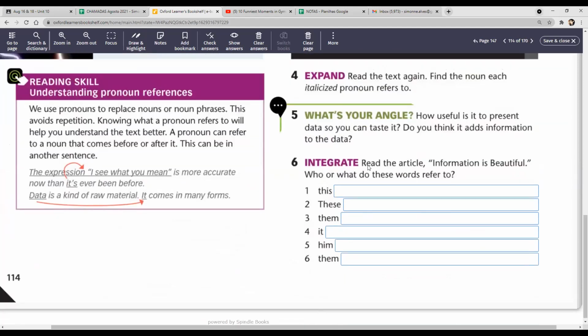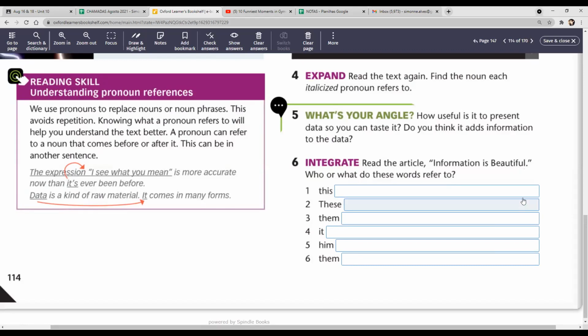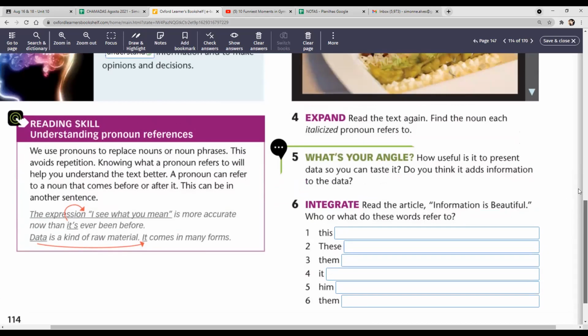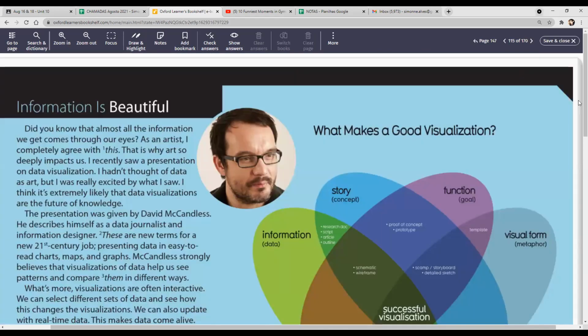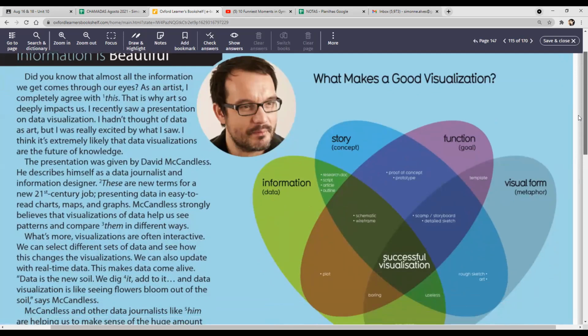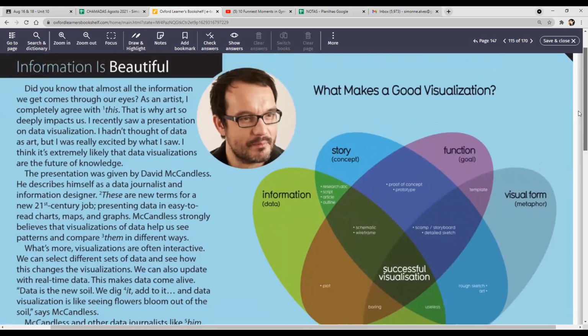Now, read the article, Information is Beautiful, which is on the following page. Who or what do these words refer to? So we have more pronouns, right? Now let's take a look at the article here. I'll give you some time to read. The article is right there. Can everybody see? Yes, good. The title is What Makes a Good Visualization?